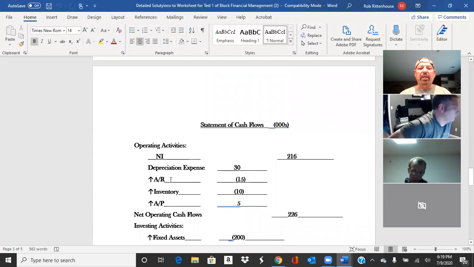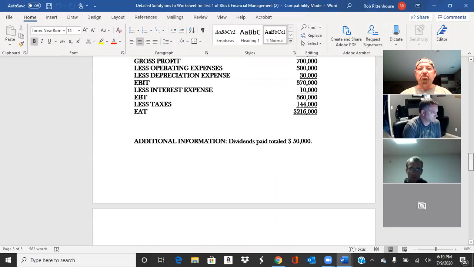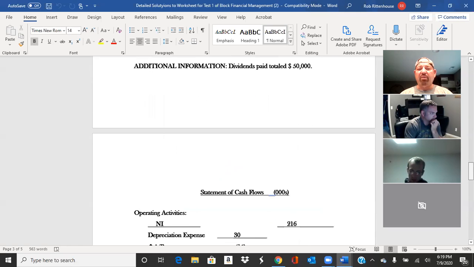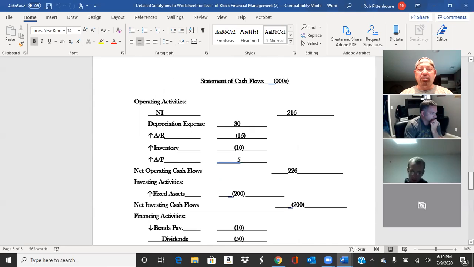Then we look at changes in current asset account balances other than cash itself. So if we go up to our current assets besides cash, accounts receivable went up from 60,000 to 75,000. That's an increase of $15,000. Remember from our little chart, an increase in assets decreases cash. So that $15,000 is subtracted out.